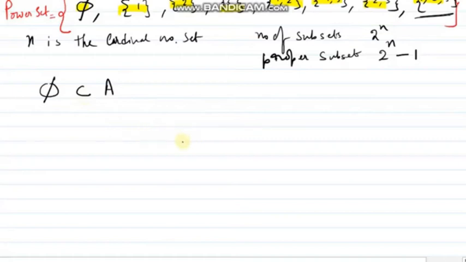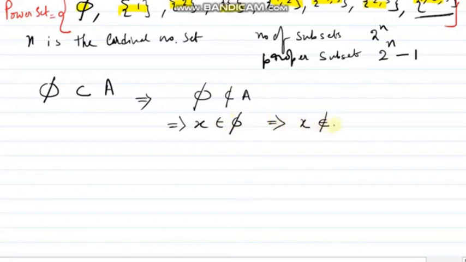How can I say that? To prove this, I will use the method of contradiction. I will imagine that phi is not a subset of A. That means there is one element in phi which is not there in A. X belongs to phi implies X does not belong to A. Then only I can say this is not a subset. Otherwise phi will be a subset. But that contradicts the definition of phi, because I know that phi doesn't contain any element. So it contradicts our statement. Hence we can say that phi is a subset of any set A.